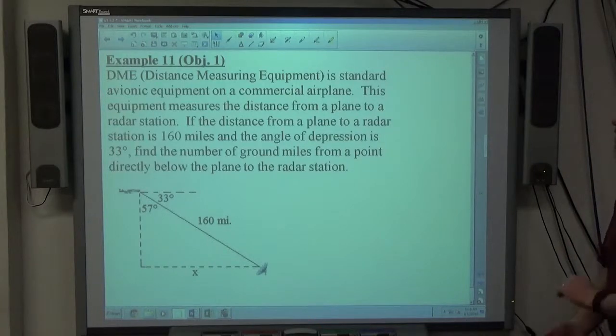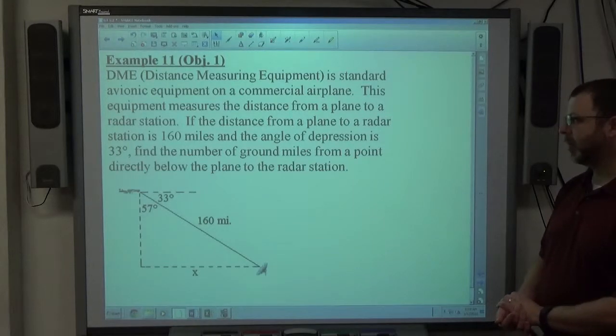Example 11. DME, which is distance measuring equipment, is standard avionic equipment on a commercial airplane. This equipment measures the distance from a plane to a radar station. If the distance from a plane to a radar station is 160 miles, the angle of depression is 33 degrees. Find the number of ground miles from a point directly below the plane to the radar station.